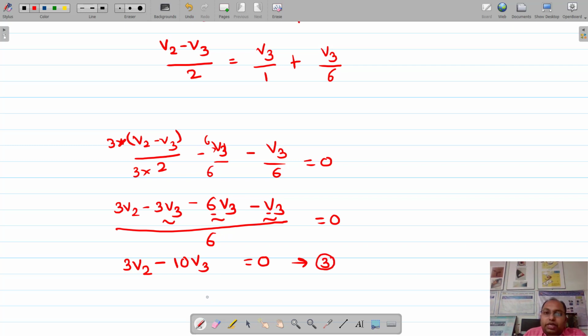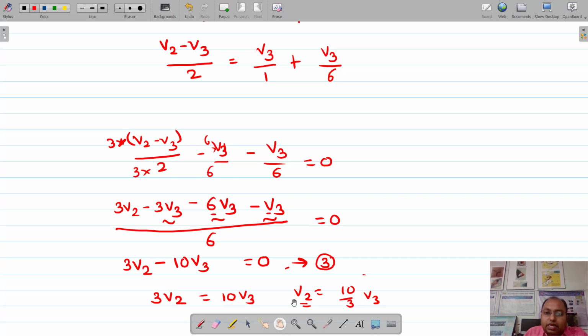Is that fine? Okay, so now either we can simplify this equation number third so that we can replace the value of v2 wherever there is v2 in equation number, let us say 1 and 2, or else we can directly go for Cramer's rule. We'll simply go for simplification of this equation. So 3v2 is equal to 10v3. Is that fine? And therefore v2 is equal to 10 by 3 v3. So wherever there is a v2 in equation number 1 and 2, we are going to put it as this term and then simplify it.